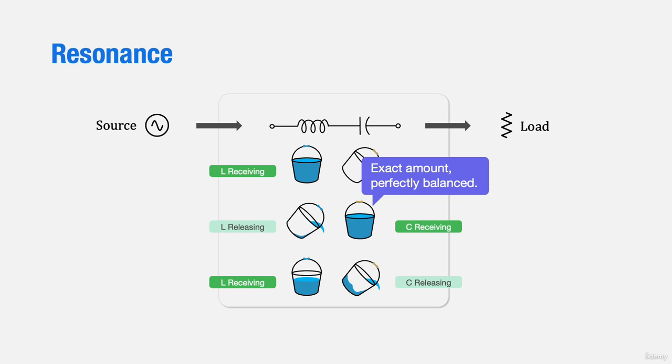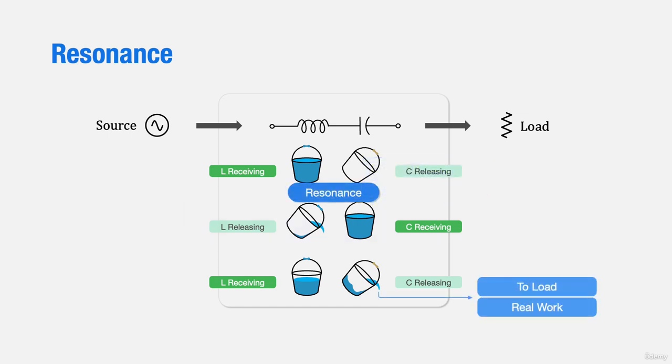Everything is perfectly balanced, and this is known as the state of resonance, where the inductor and capacitor are in equilibrium. When resonance occurs, the two buckets behave as if they are transparent. The energy supplied by the source is delivered to the load without loss. It's as if these two components are short-circuited and the signal flows directly to the load through them.